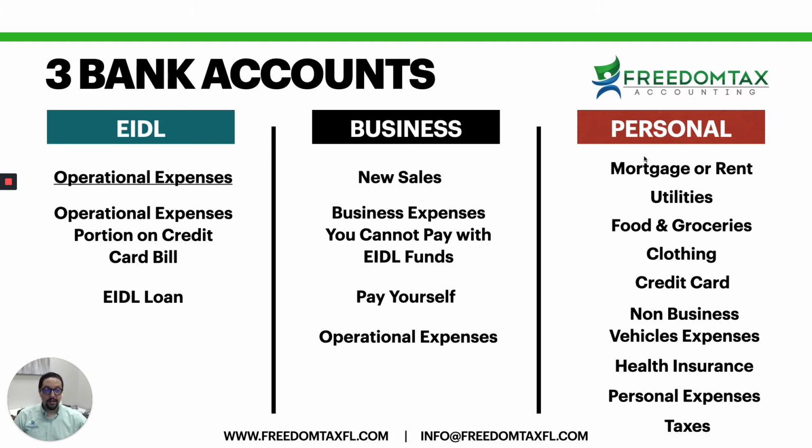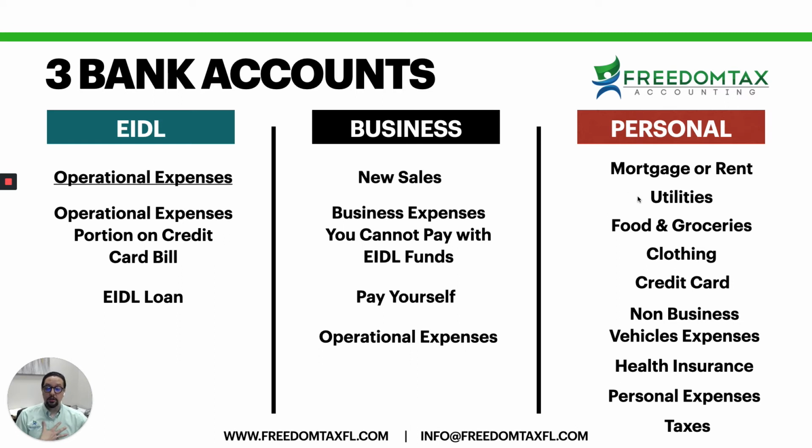And the third account is your personal bank account. If you have a personal mortgage or rent, you have to pay it from the personal account. Now, if you have a business building with a commercial rent contract, you can pay it from the EIDL and the business. But for your personal home, you cannot pay it from the business or EIDL. You must pay it from your personal account.